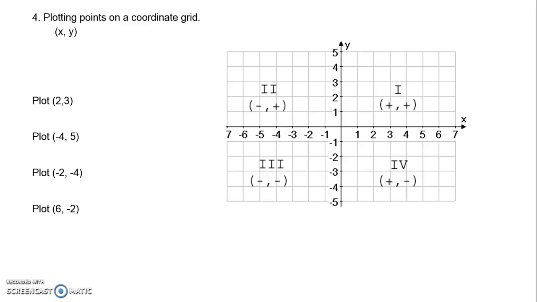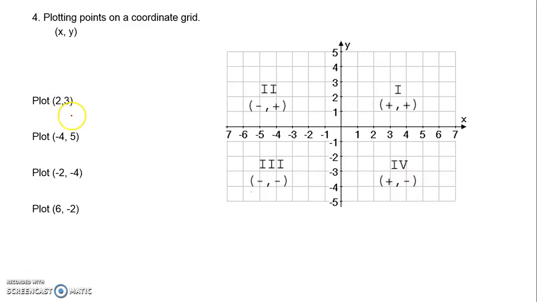Points are always given in the form x, y. If we want to plot points, we always go along the x-axis first and then the y-axis. This here is quadrant 1, and in that quadrant, your x values will be positive and your y values will be positive. This is quadrant 2. In quadrant 2, your x values will be negative and your y values will be positive. In quadrant 3, your x values will be negative and your y values will be negative. And in quadrant 4, your x values will be positive, but your y values will be negative.